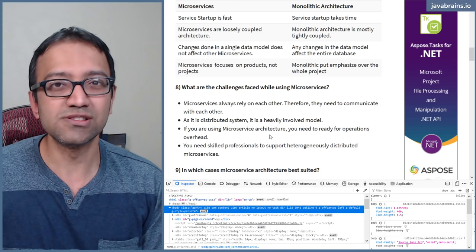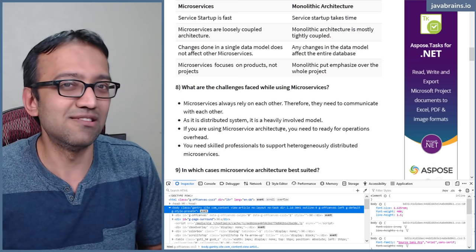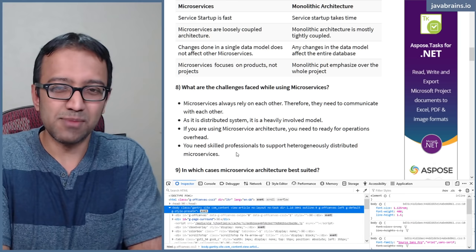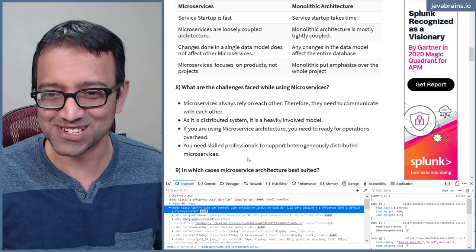So there are tools. Spring Cloud has a bunch of stuff which allows you to track distributed tracing and all that stuff. But if you're not using it well, your operations is going to be very, very painful. You need skilled professionals to support heterogeneously distributed microservices. I guess you need skilled professionals to build monoliths as well. I've been building monoliths for 10 years. You're telling me that I'm not skilled? How dare you? I don't know, you need skilled professionals for both microservice and monolith.